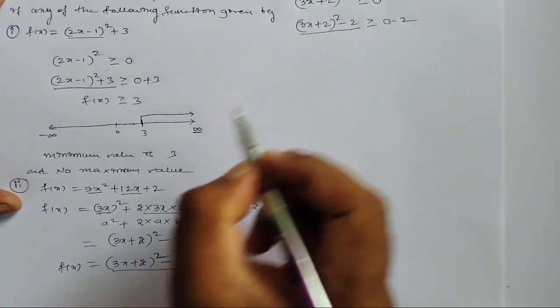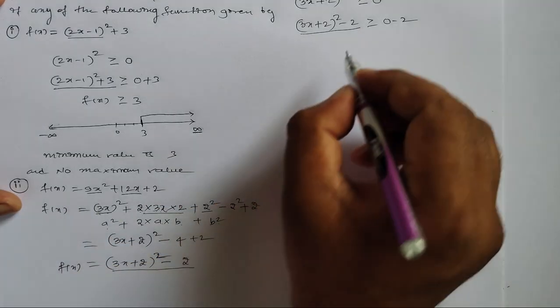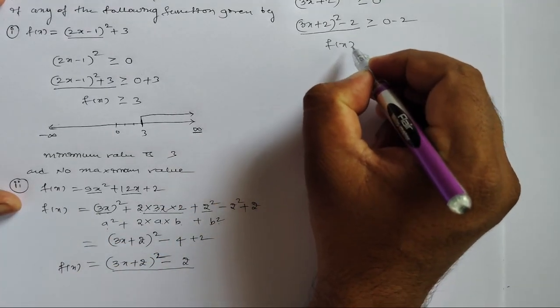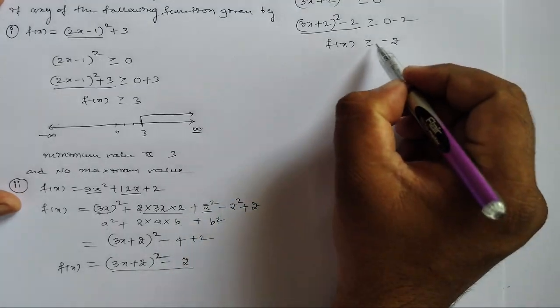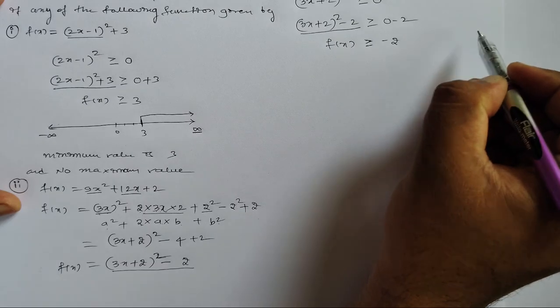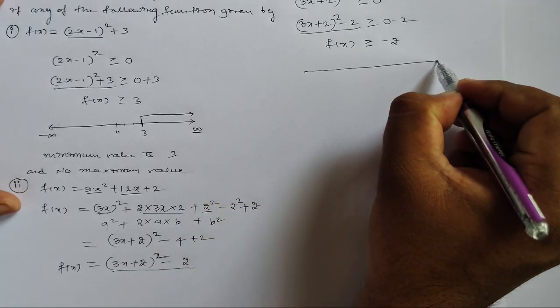This is a function, f of x, right? So can I write this one as f of x? F of x value is greater than or equal to minus 2, right? So greater than or equal to means this side. Okay, so draw the number line.